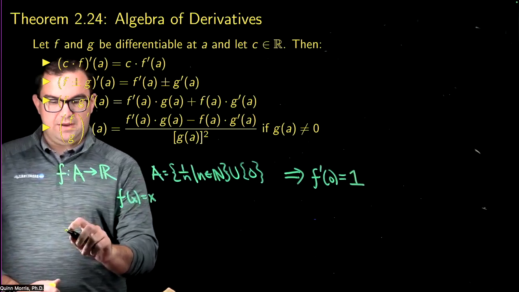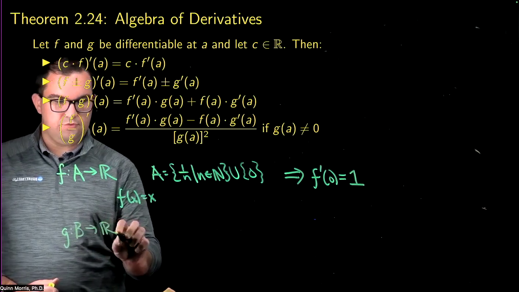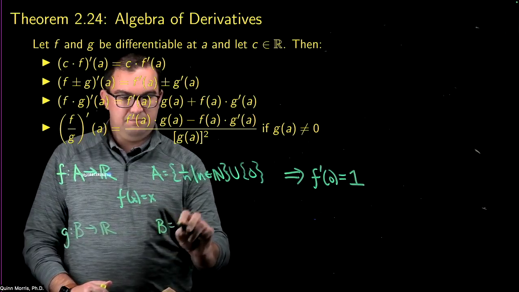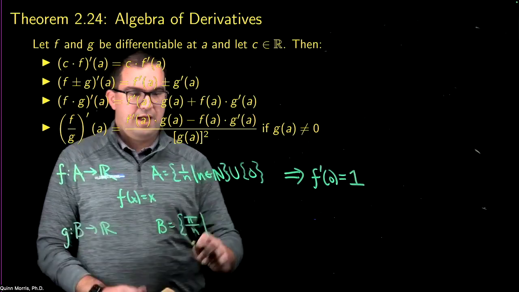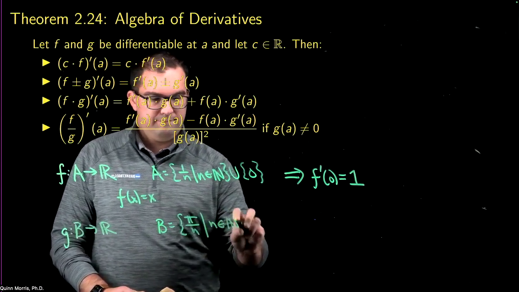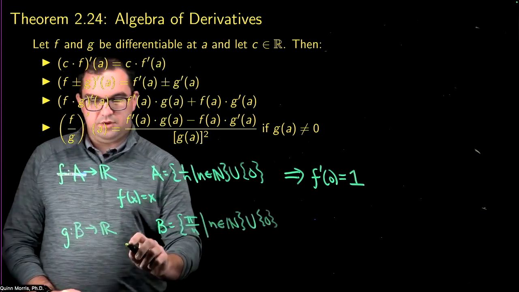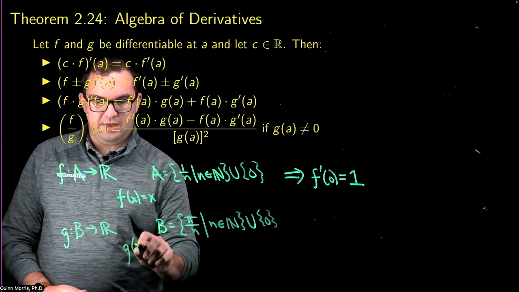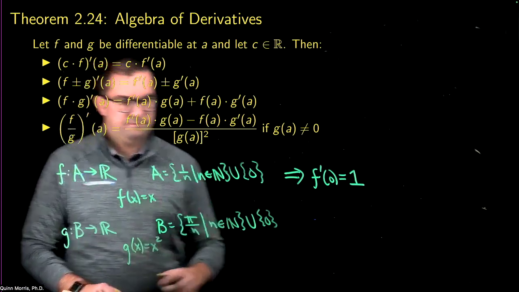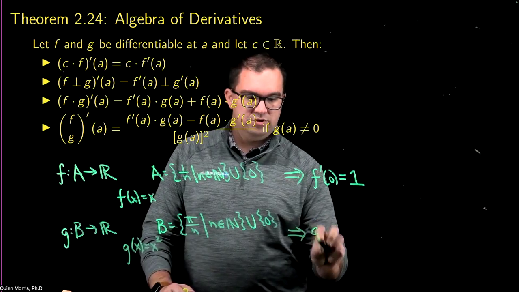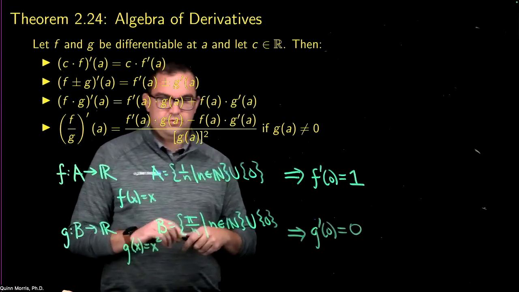Okay. Now let me define a function g from a set B into the reals. I'm going to define B to be the set of numbers of the form pi over n, where n is a natural number, union 0. And I'm going to define, let's say, g of x to be x squared. And if I do this, then g prime of 0 is just 0. So let's talk through each of these briefly.